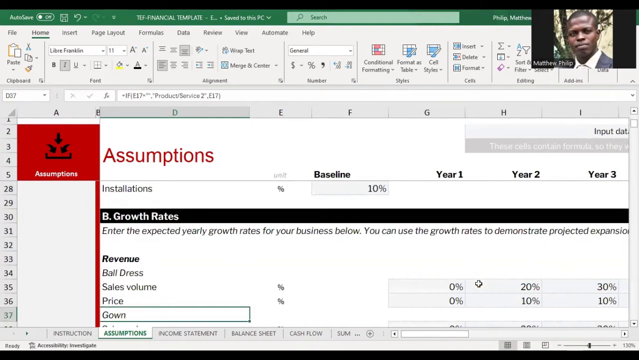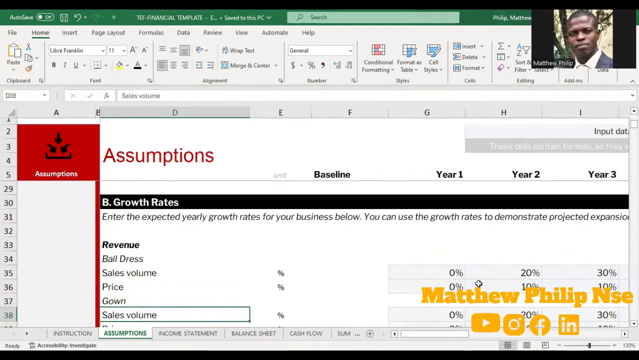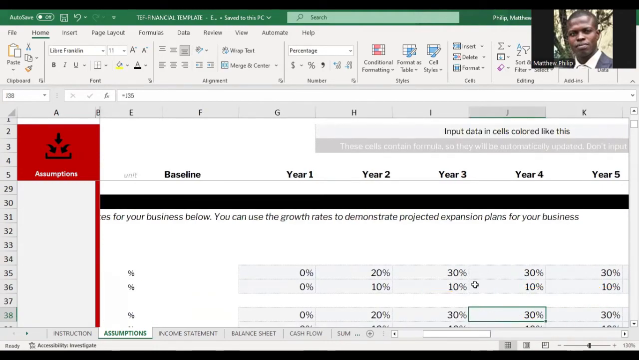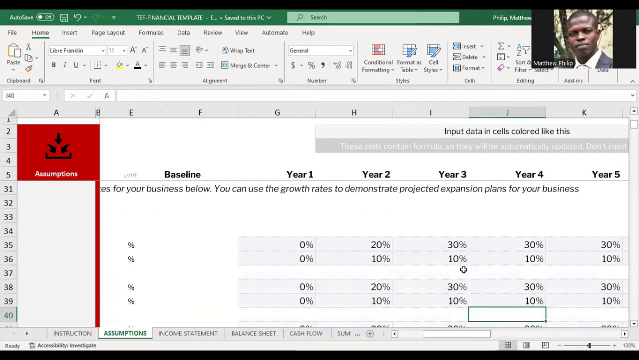Okay, so part B is growth rate. For growth rate, TEF is very, very particular about funding businesses that have very good growth potentials. Now you need to forecast your business growth rate per annum in this segment. And how do you go about that? You need to have this at the back of your mind.